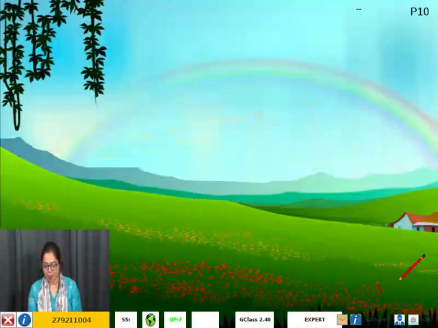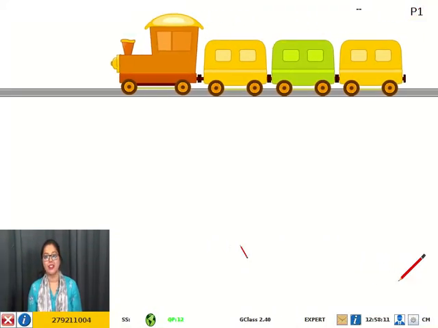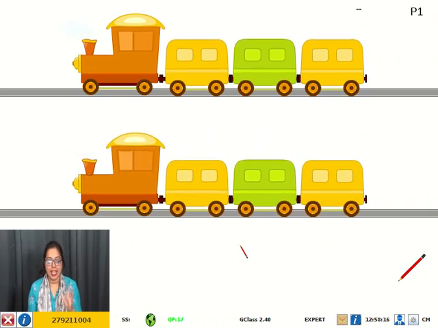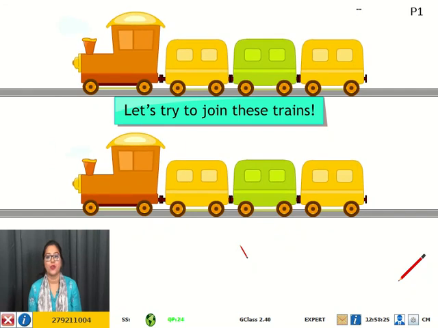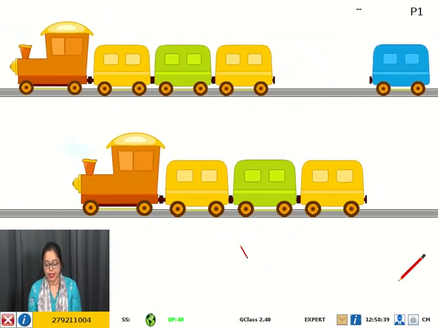So what is today's topic of discussion? Today's topic of discussion will be connectors or conjunctions, okay? So what you can see on the screen, we can see two toy trains, right? So now what we'll try to do, let's try to join these trains. Do you have toy trains at home? I'm sure you might have played with trains in your childhood, right? So here on the screen, we will try to join two trains together, okay? So let's see how we join them.